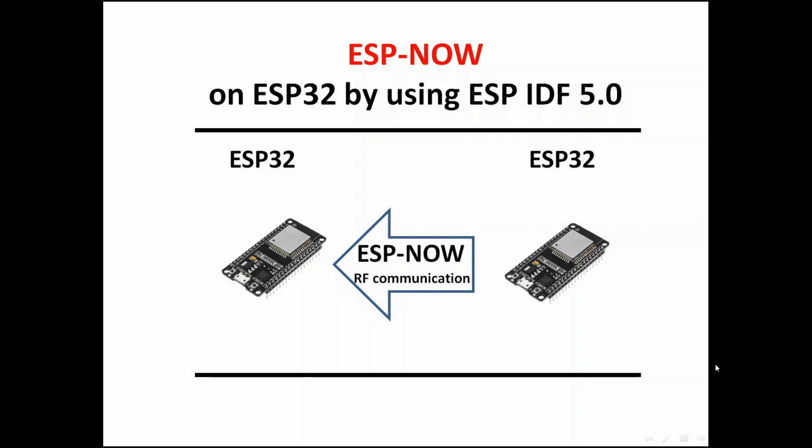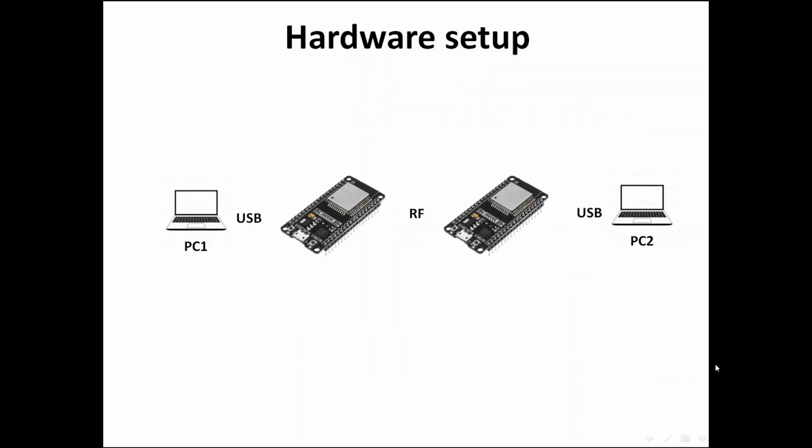We will do our program in ESP-IDF 5 and above, because in the previous versions the abbreviation is a little bit different. Our hardware setup is as follows. We have an ESP32 connected to PC1, another ESP32 connected to PC2, and between those two ESPs we will send an RF message via the ESP-NOW protocol.